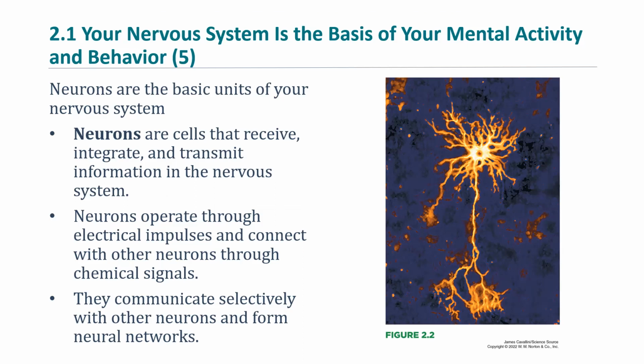Within a neuron, it operates with electrical impulses. Between neurons, one neuron communicating to another is through a chemical means. And once again, we'll get into all this later. They communicate selectively with other neurons to form neural networks. Neural networks and nerves make it possible for all the complexities of human thinking and human behavior.